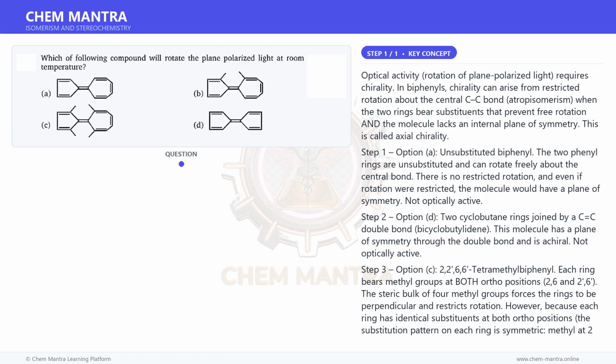Step 2, option D. Two cyclobutane rings joined by a C=C double bond, cyclobutylidenecyclobutane. This molecule has a plane of symmetry through the double bond and is achiral.